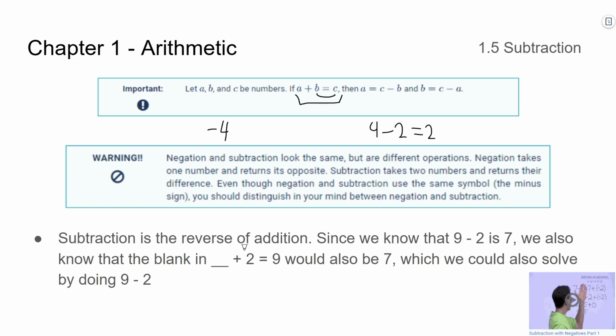All right. So again, subtraction is the reverse of addition. Since we know that 9 minus 2 is 7, we also know that the blank in blank plus 2 is going to be 9. What do you need to add to 2 to make 9? 7. Another way to do that is to take this number away from 9 to get the first number, because you know that the combination of these two numbers made 9. So you take one of them away and you get the other one. I know I've said that a few times. I just wanted to make sure that that is well understood.